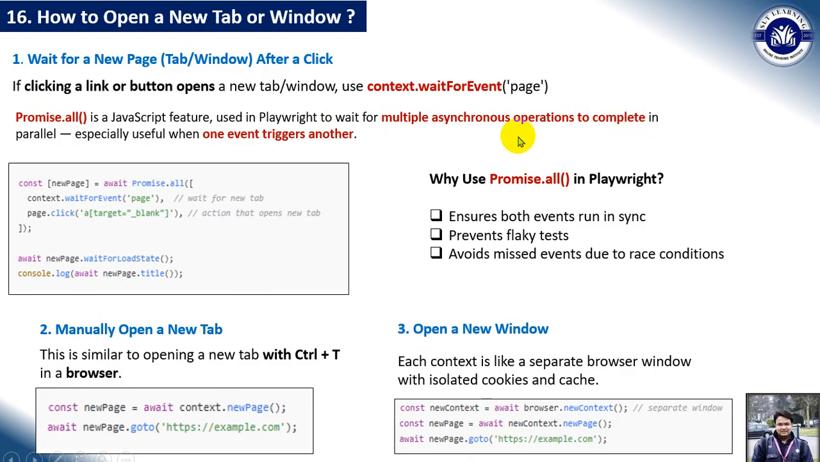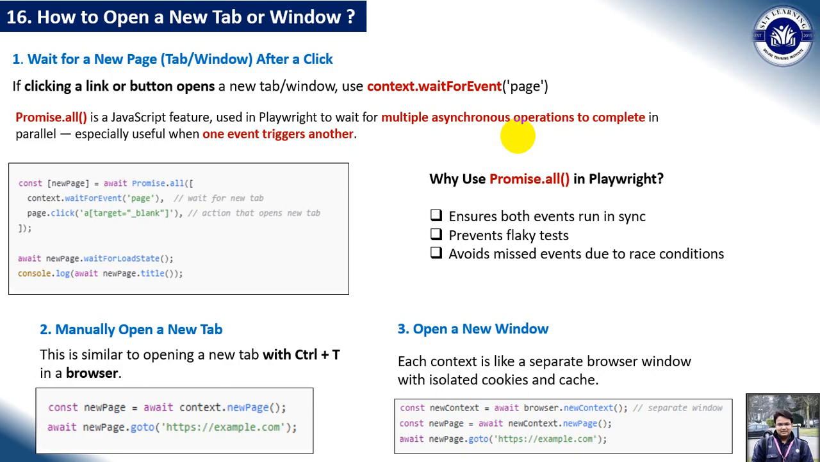Okay, so let's suppose the click is one event, then loading the page is another event. So Promise.all will not do the things together. It will wait for the different operations to complete, and then you can perform your other trigger operation. So it's especially useful when one event triggers another event.